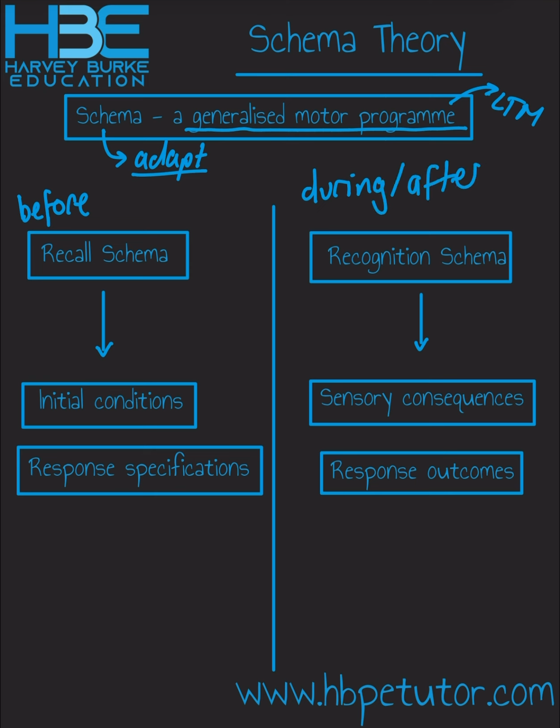So let's apply this to a golf shot. So with recall schema, they'd want you to know that it's made up of your initial conditions, which is where you're assessing stuff like the wind, how far away the hole is from where you're at. And then if you had the answers to those questions, you'd then be able to decide how to adapt that schema. And that is what response specifications is all about. So this would be like, how much force do I need to apply to the ball based on the wind, or based on how far away the hole is.